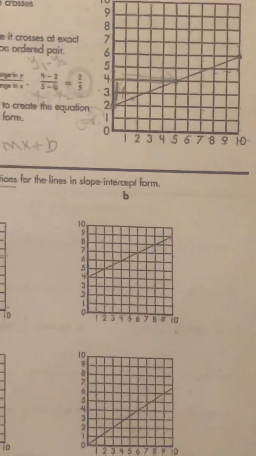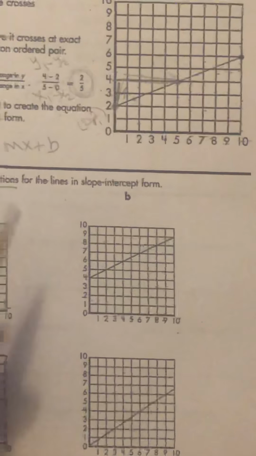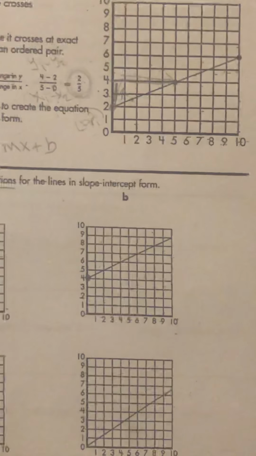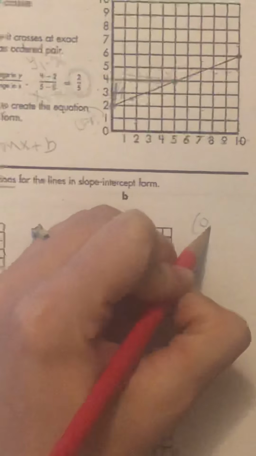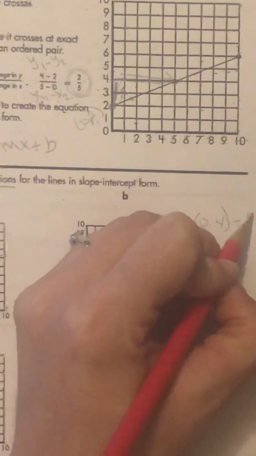Let's try this one. All right, first step, always, first things first, find the y-intercept. Where does my line start? My line starts at 0, 4. My y-intercept is 0, 4. That is going to be my b value in the equation y equals mx plus b. I know b is going to be 4.